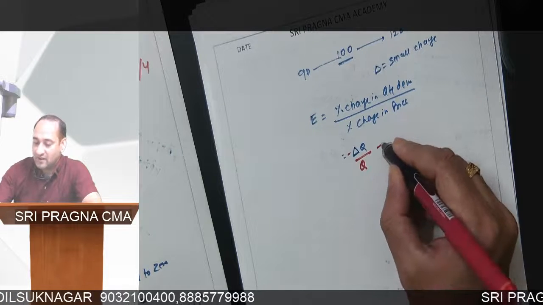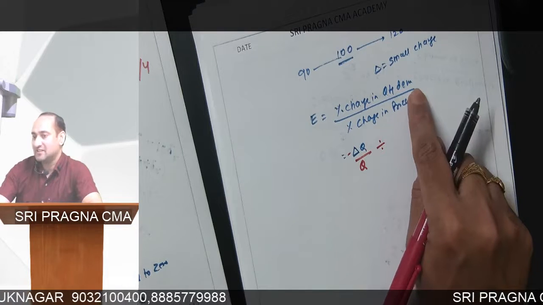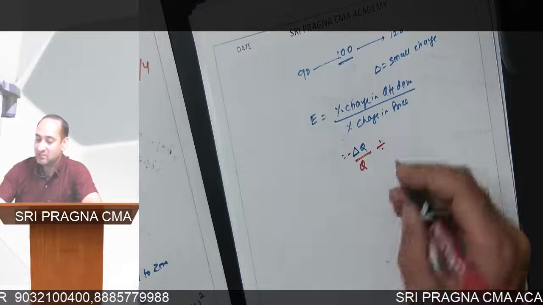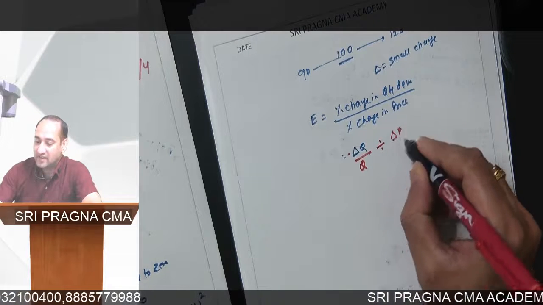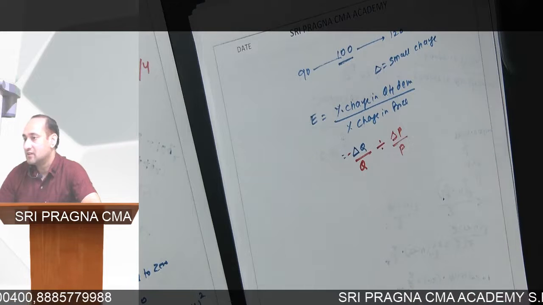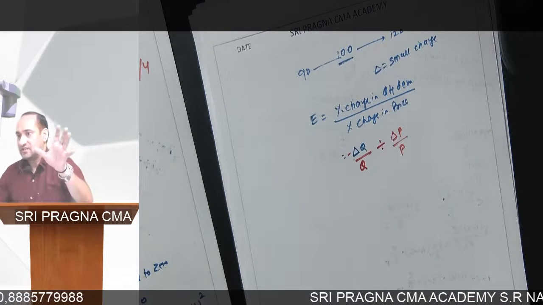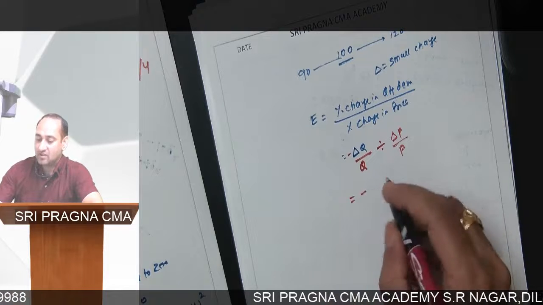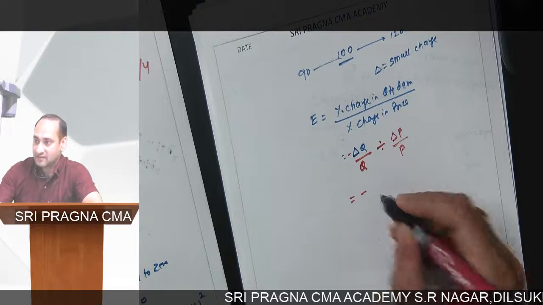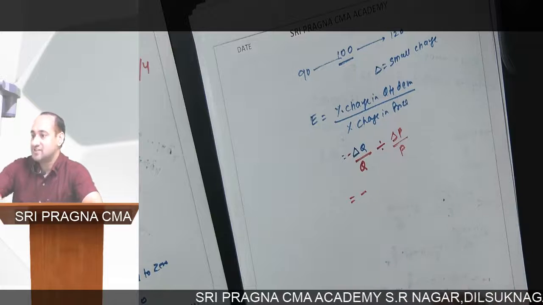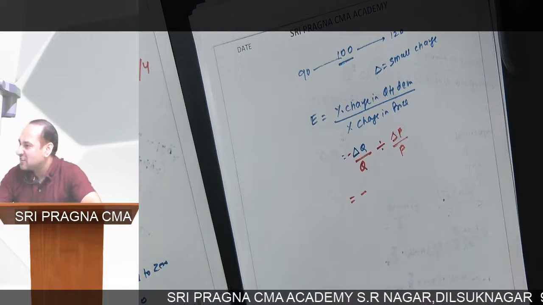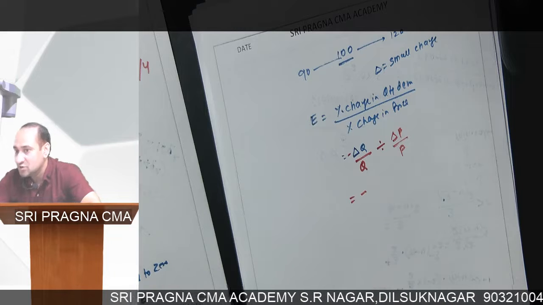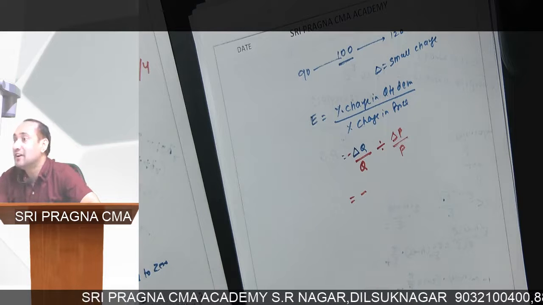Now the whole thing is divided by the change in the price, so we write delta P divided by the original P. That is the change. Now I am writing the representation of differentiation. Delta is a very small change, so for very small change we use the word differentiation.